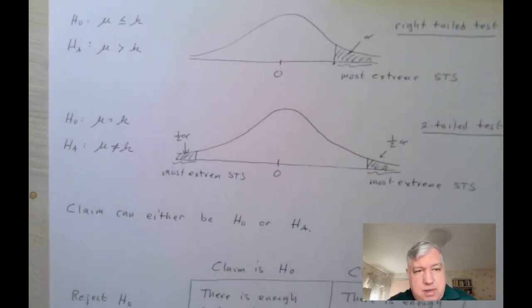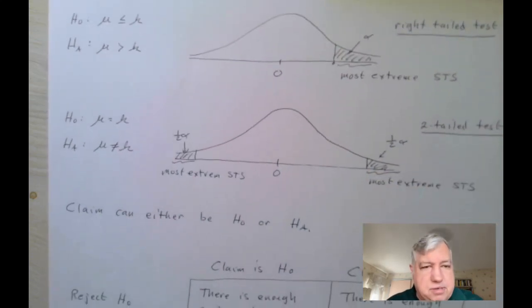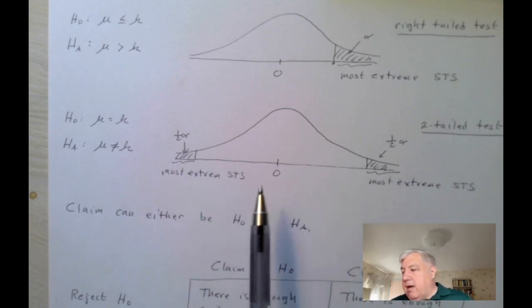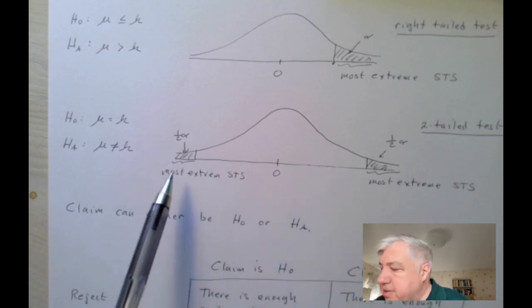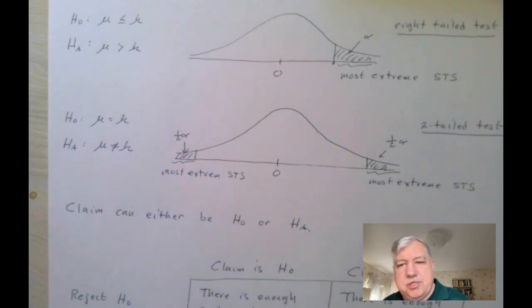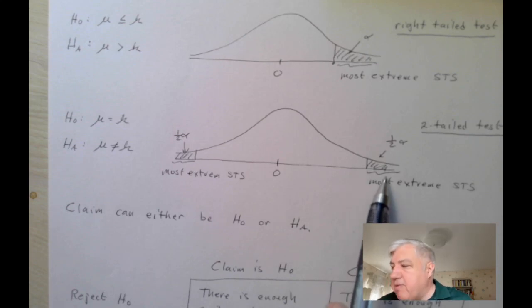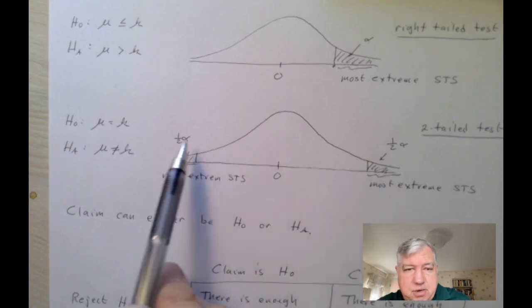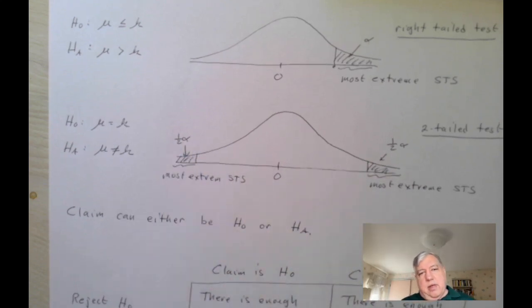And then in the case where our null hypothesis says mu equals k, the most extreme values could appear on the left or the right. So in this case, we want this region plus this region to add up to alpha. So we would only reject the null hypothesis if our standardized test statistic would be over here or here. All right, so that's how the game is played.